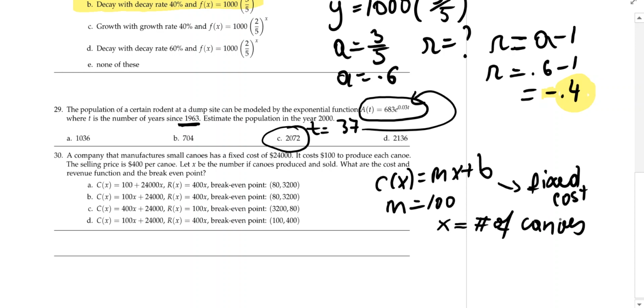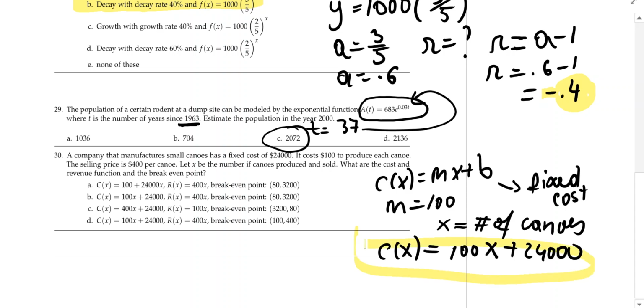Alright, so that means that our cost function is c of x equals 100x plus 24,000. Okay, now let x be the number of canoes. What is the cost and the revenue function? So what about the revenue function now? R of x is how much you get if you sell x canoes.